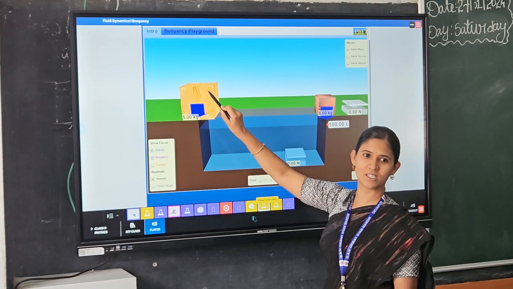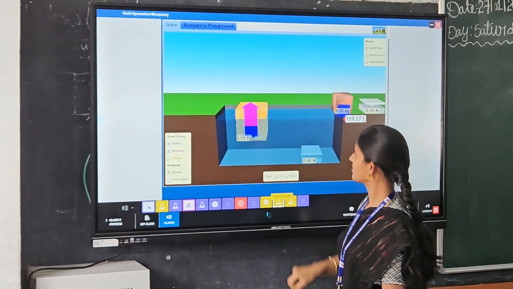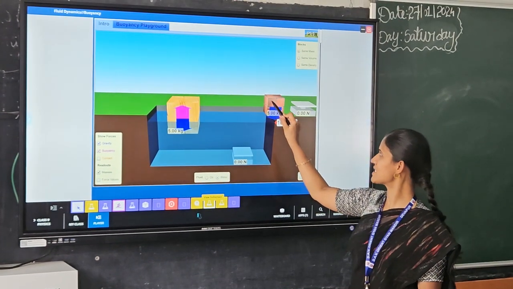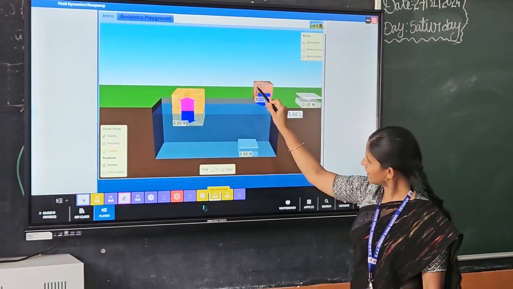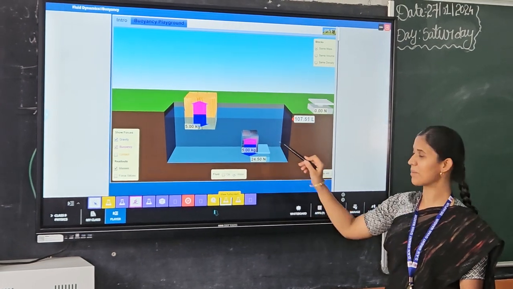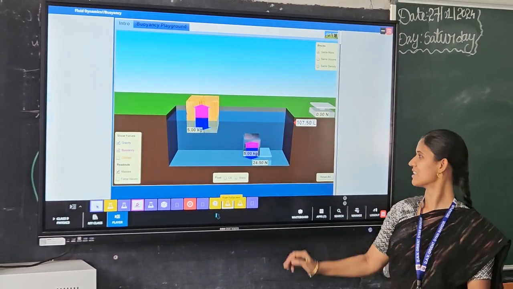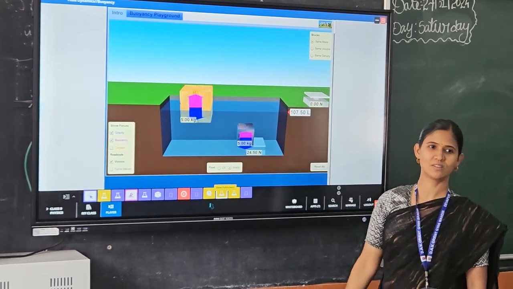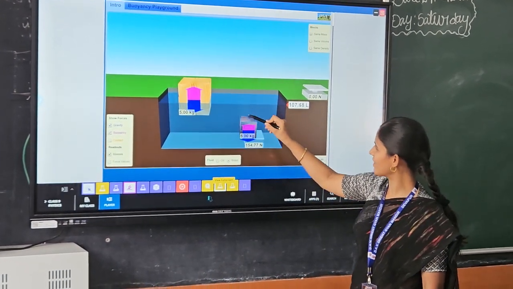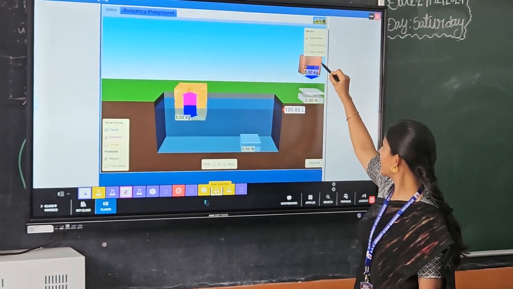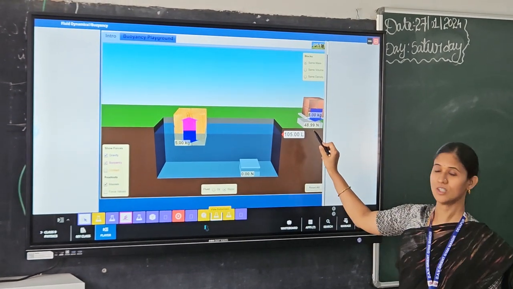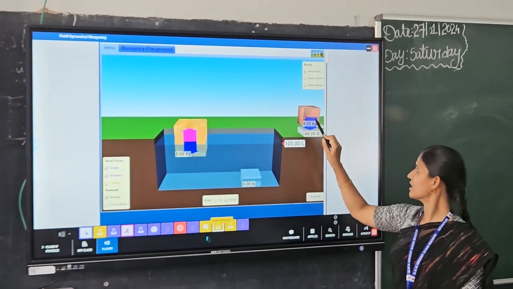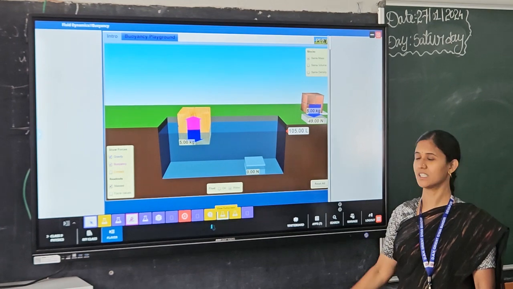Okay, children, shall I drop this? Did it sink? No. Shall I drop this? Yes. What happened to this brick? It sank. Why, children? Both are having the same mass, no? See? I will remove it. And weight, I weighed, no? So what is the force acting on this? 49 newtons. The mass is 5 kg.